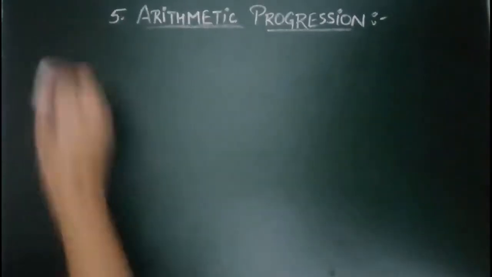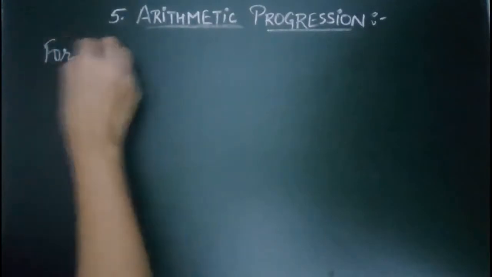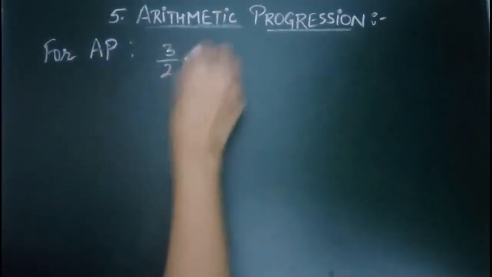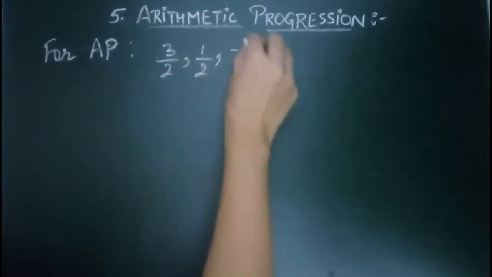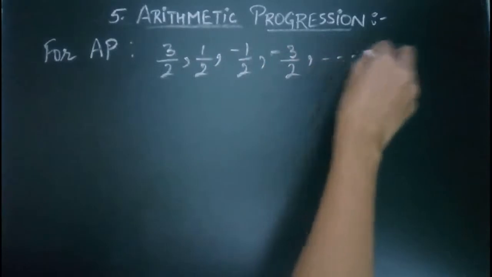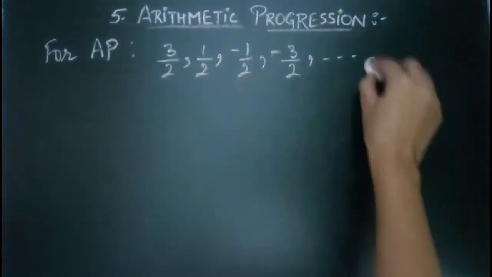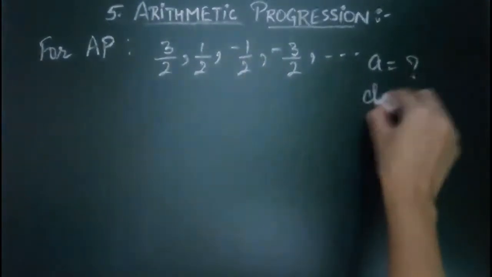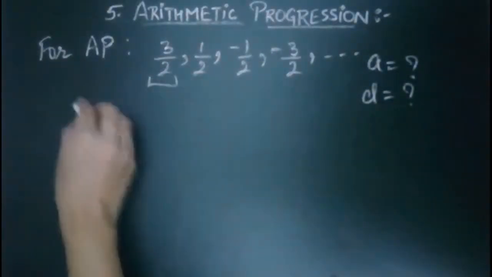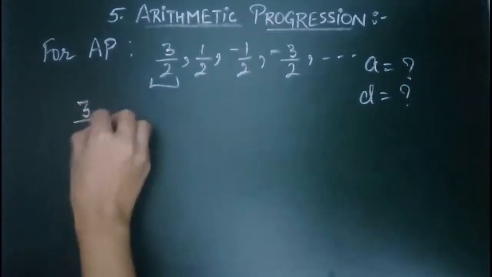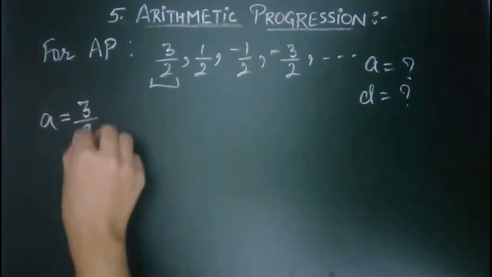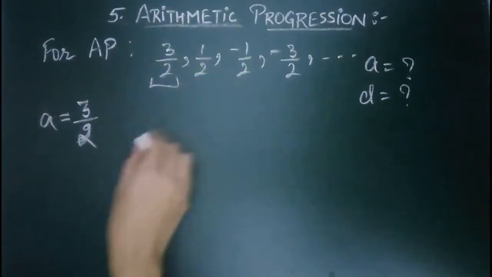So the question is, for an AP that is 3 by 2, 1 by 2, minus 1 by 2, minus 3 by 2 and so on, we have to find the first term as well as its common difference. So the first term will be the first one represented, that is A is 3 by 2. Then we have to find the common difference for this AP.